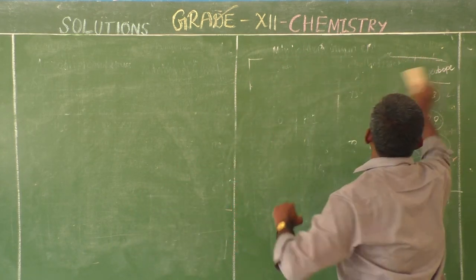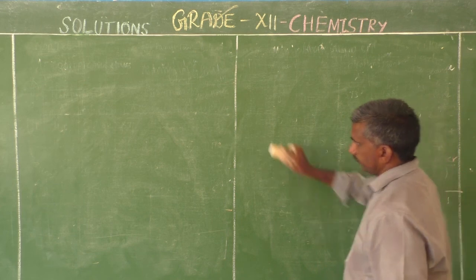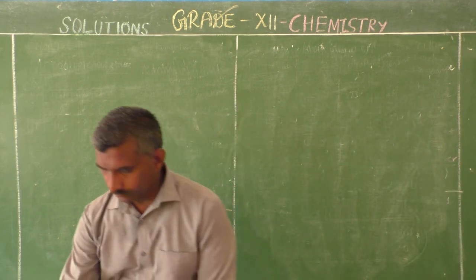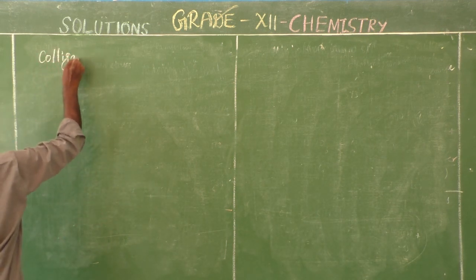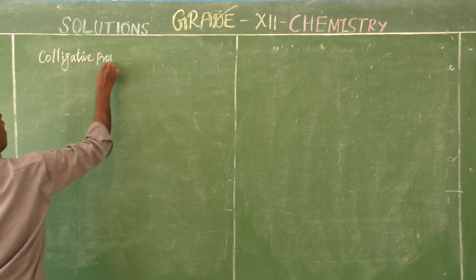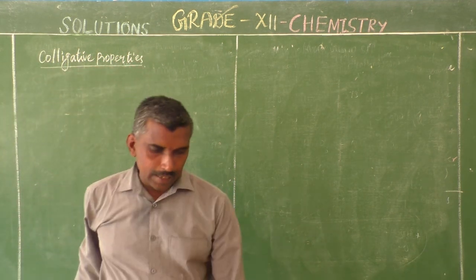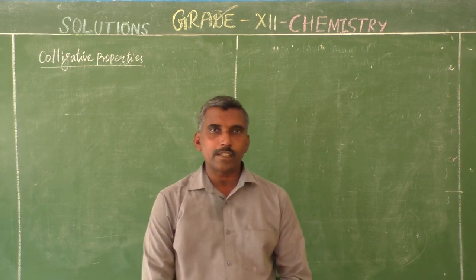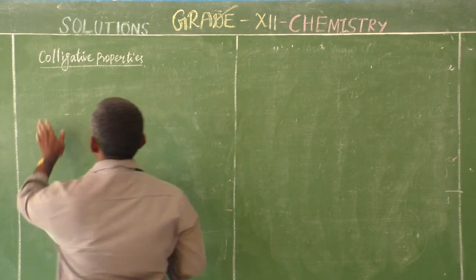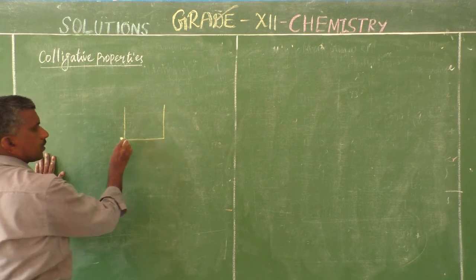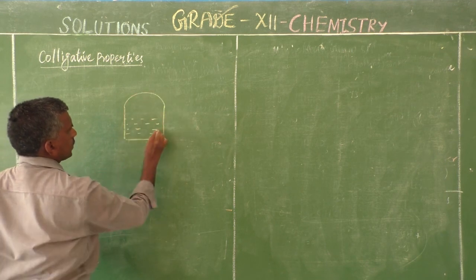Then the colligative properties. Next important properties, colligative properties. This is very important, the second and final part of this lesson. What is the meaning of colligative? You know, in the previous class we learned about vapor pressure. This is water.